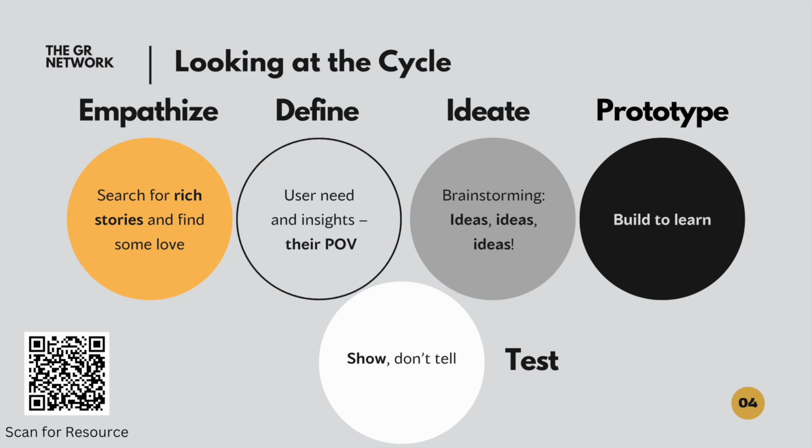The design thinking cycle consists of 5 stages: empathize, define, ideate, prototype, and test. The first stage is empathize, where we seek to understand the needs and perspectives of the people we are designing for. In the define stage, we use the insight gained from the empathize stage to define the problem we are trying to solve.